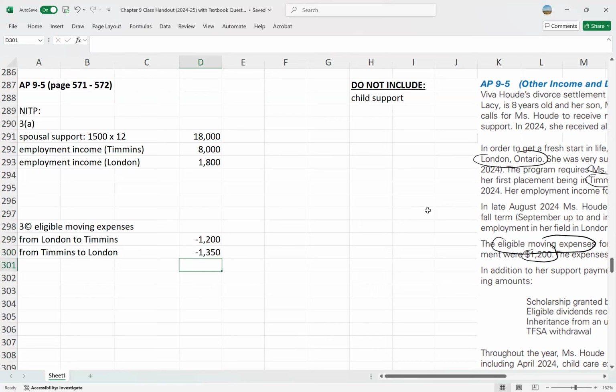So remember we said that you can only claim moving expenses up to the amount of income in the new work location. So when she moved to Timmins, she had income of 8,000. So that's below the 8,000. When she moved back to London, she had income of 1,800. So she's able to deduct all of these moving expenses because it's less than the income earned at the location she was moving to. Any questions about that?